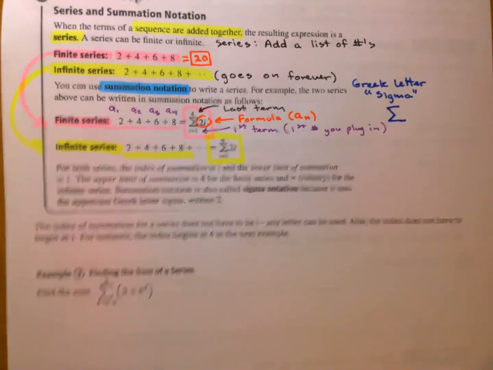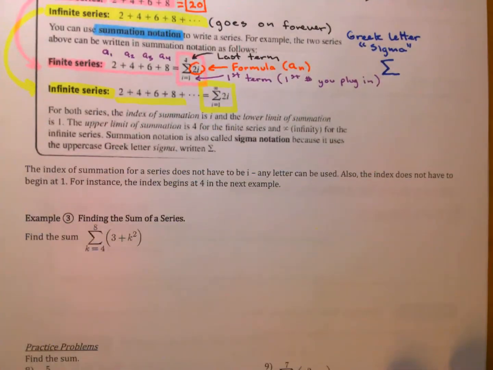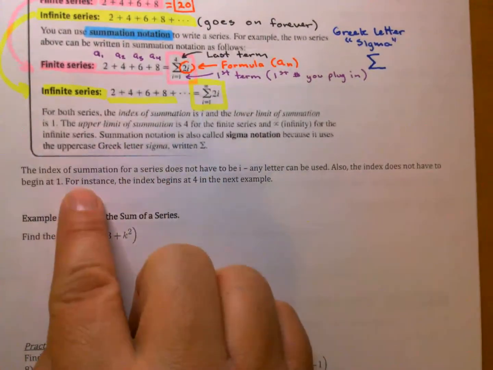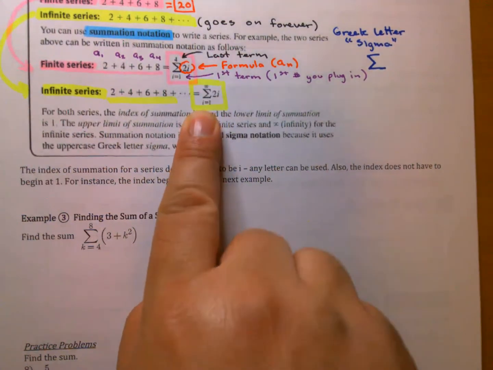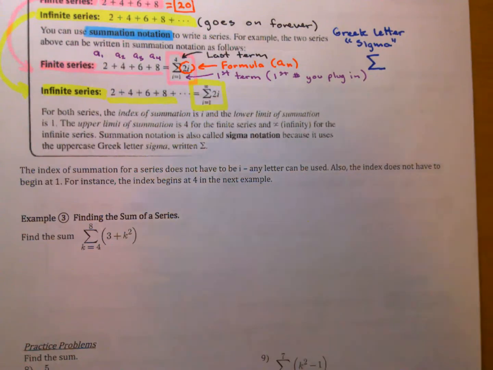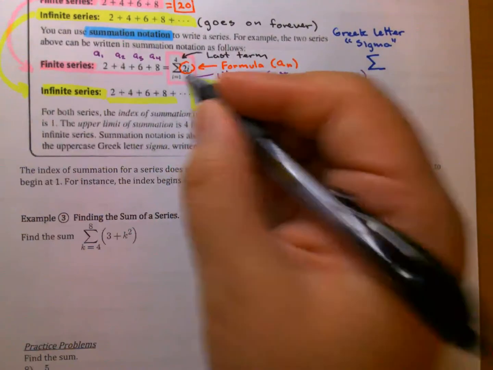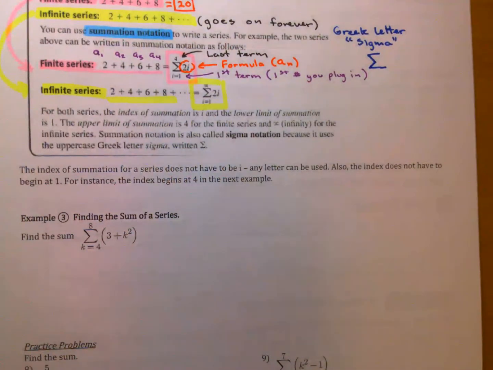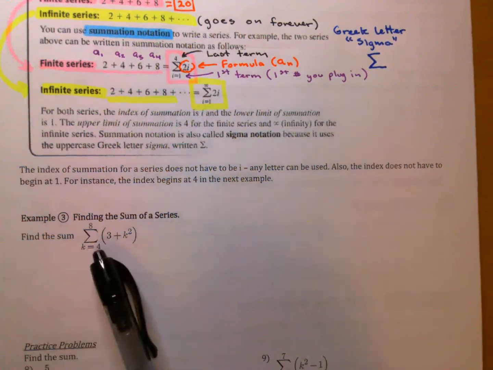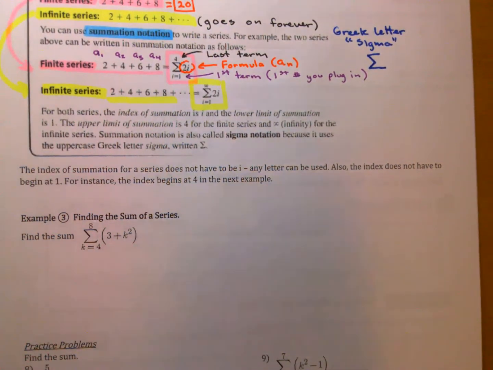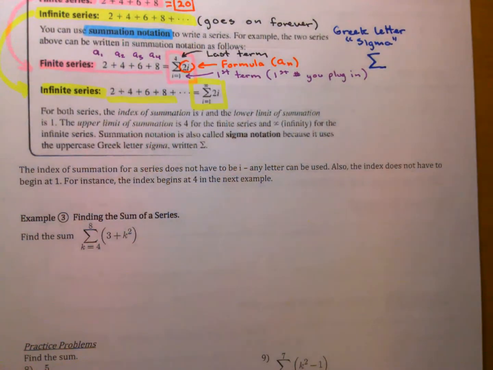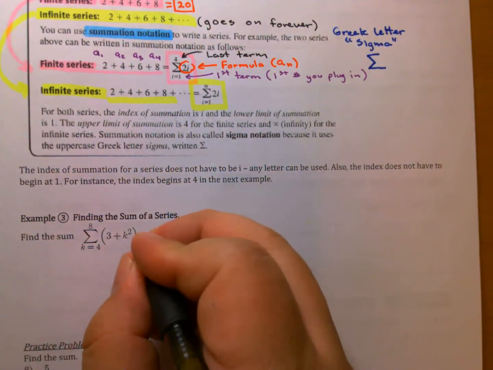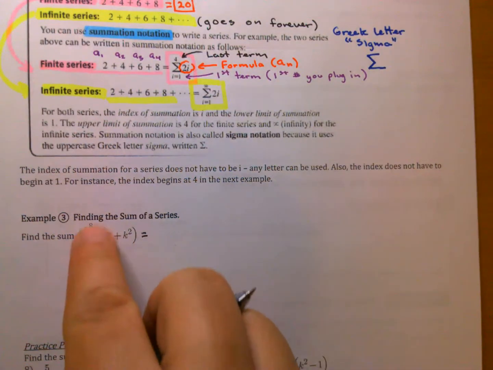What we do want to mention from down here, right before we get to our example, is it says the index of summation for a series does not have to be I, so they can use any letter they want down there. Also, the index does not have to begin at the number 1. The mistake people make is they go, oh, so I always plug in a 1. You look at the bottom. That's where you're going to start. For instance, if you look at this next problem we're about to do, look at where they want you to start. They want you to start at the number 4. And that's okay. That's why we always look before we start: look at the bottom and look at the top.